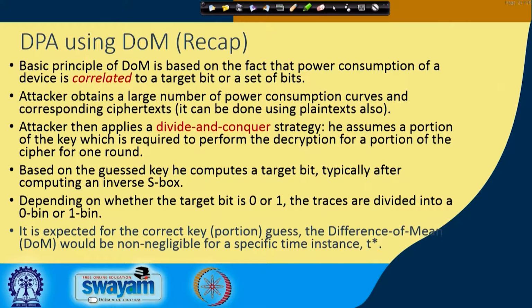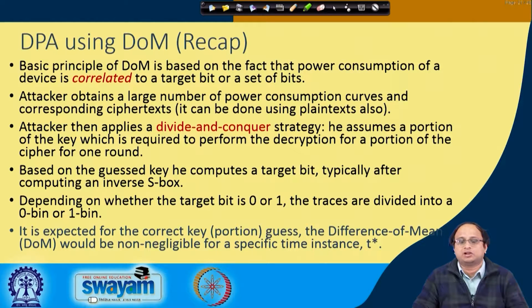He assumes a portion of the key which is required to perform the decryption for a portion of the cipher of one round, say the last round. He sees the ciphertext, guesses a part of the key, does one round of decryption, and based upon the guessed key he computes a target bit. Typically, this is after computing an inverse S box.